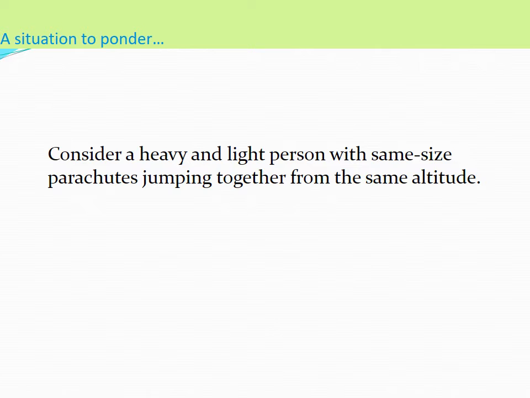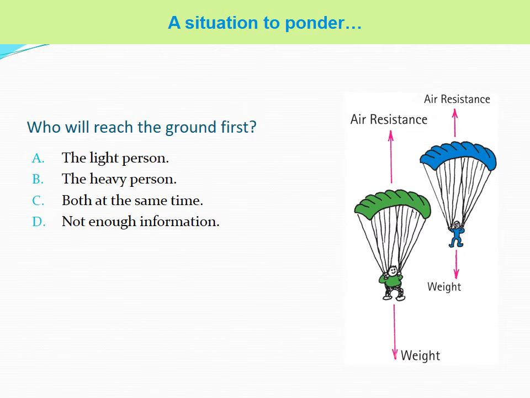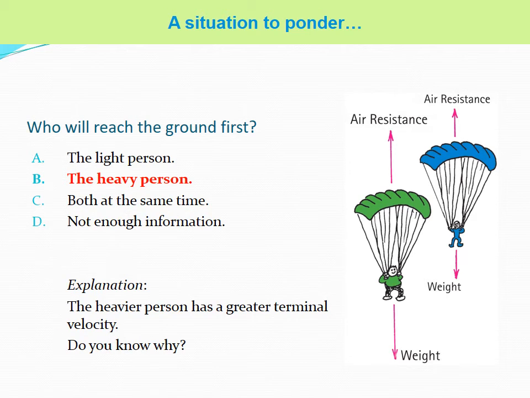Consider a heavy and light person with the same size parachutes jumping together from the same altitude. Who will reach the ground first? The light person, the heavy person, both at the same time, or not enough information to tell. The answer is B, the heavy person. The heavier person has a greater terminal velocity. But do you know why?